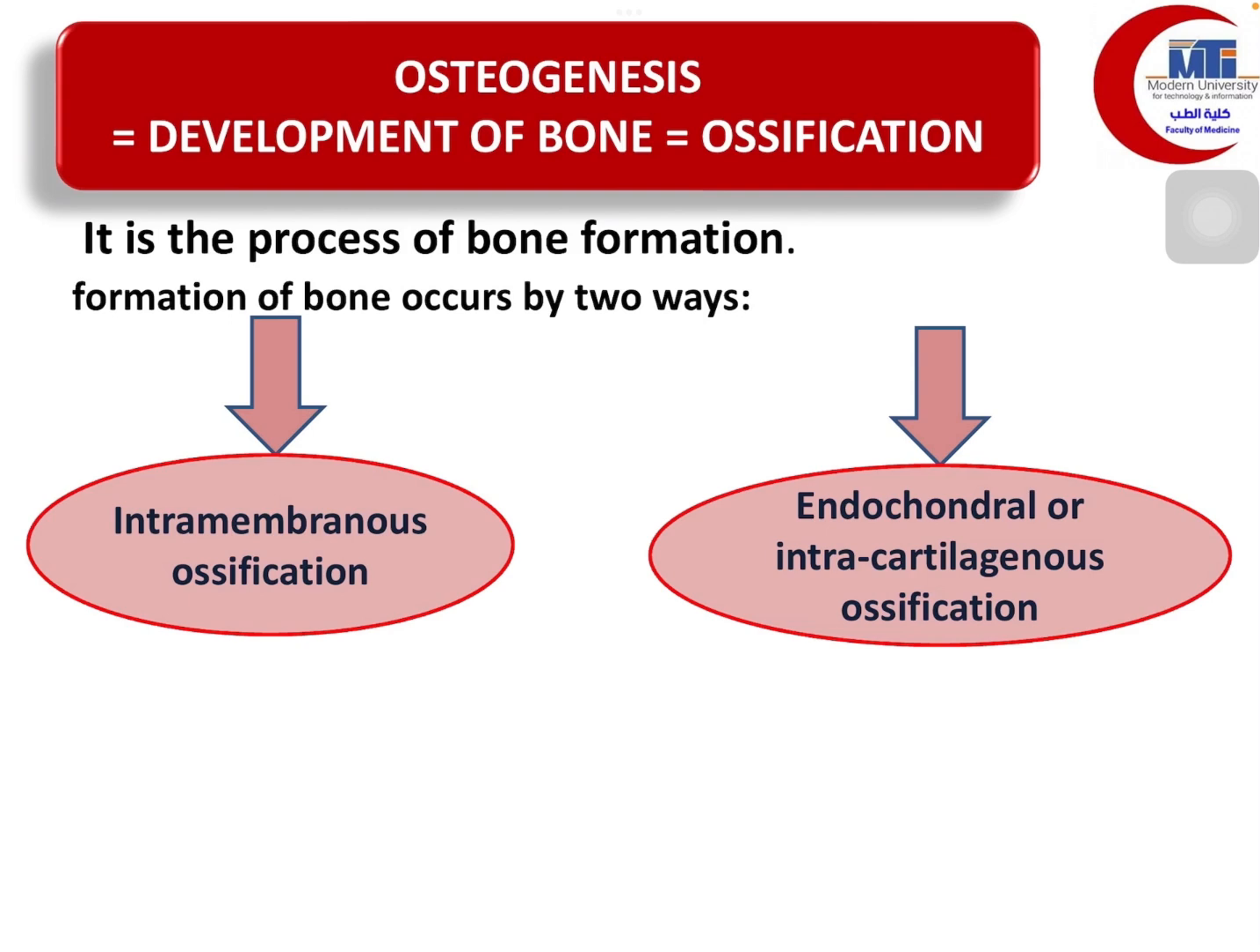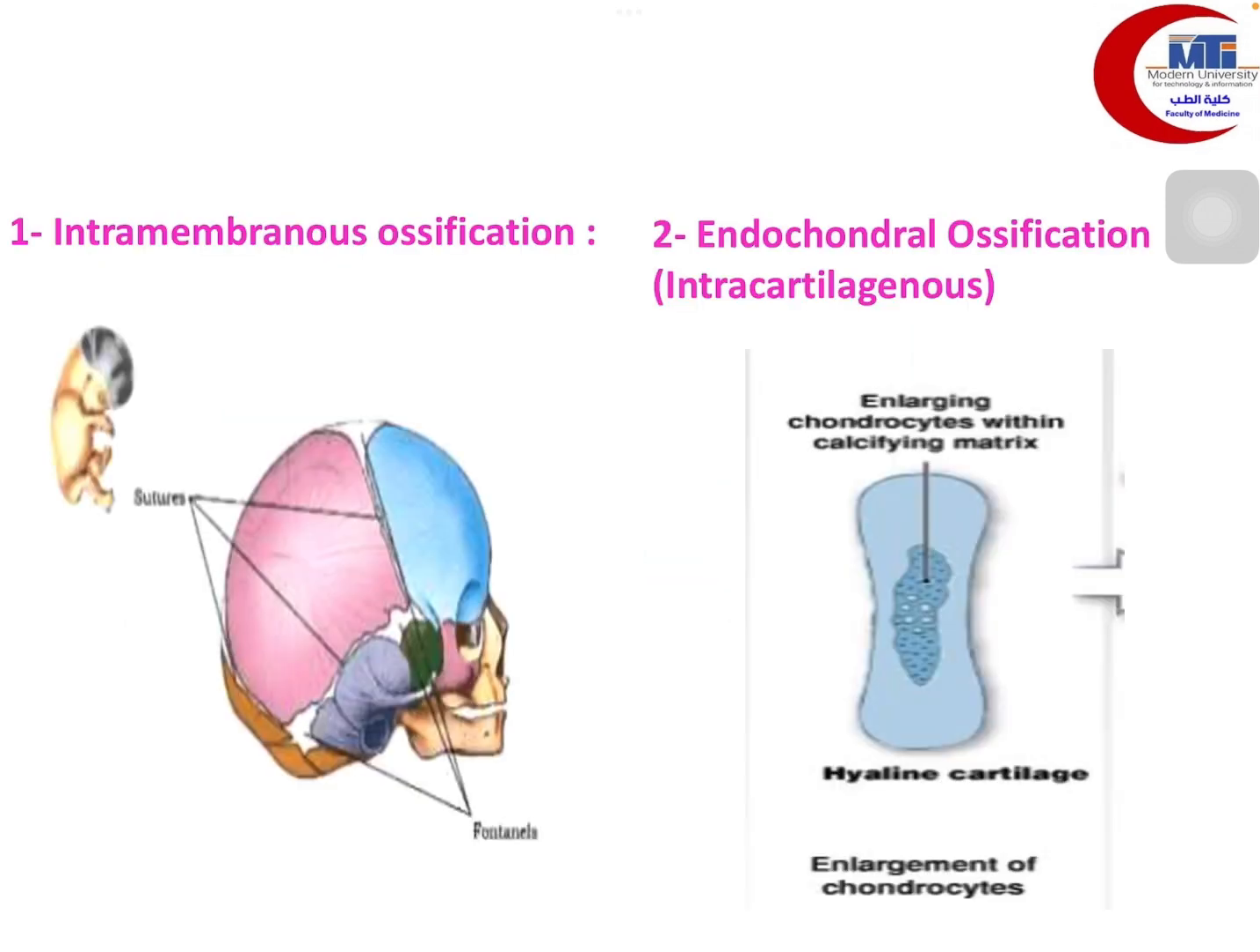Either intramembranous ossification, where a membranous connective tissue is formed at first to be transformed into bone tissue. And the other way is endochondral ossification, or intracartilaginous ossification, where a cartilage model is formed at first to be transformed later on into bone tissue. So these are the two ways where new bone is formed in the embryo.